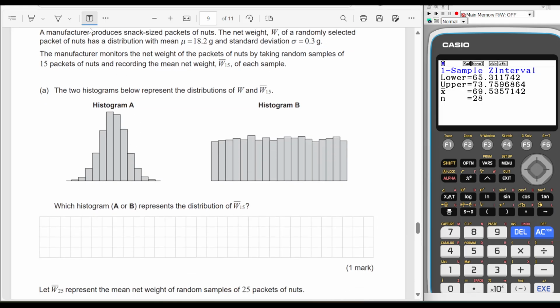One of these is W and one of these is W15. A is W15 and B was W. So A looks more normally distributed. Not that the question is asking, but that's why. If these had scales on it, you would find that that's actually a bit narrower as well than W.